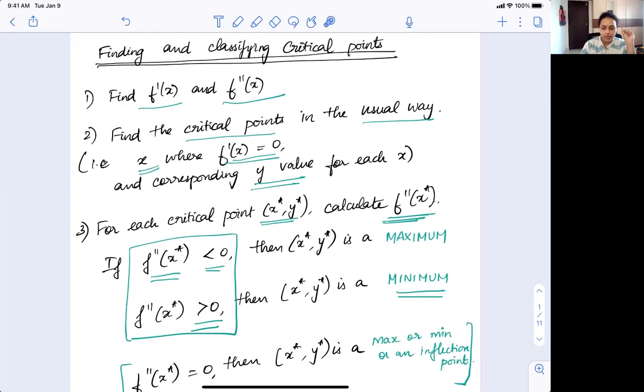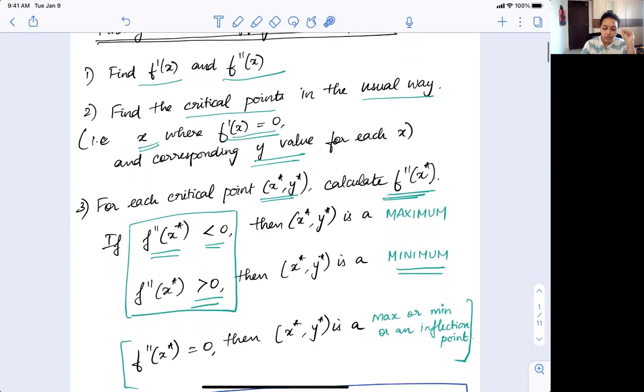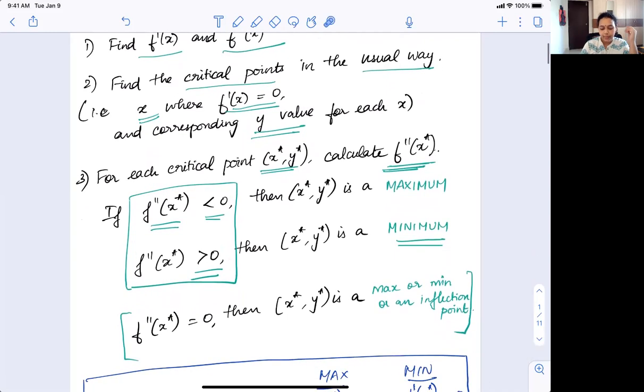Now for the purposes of this video, we'll be focusing only on these two cases. You may ask, what happens if the second derivative is also 0 at the critical point? That is a tricky condition which requires a little bit more attention. So we'll focus on that in a separate video. For now, we'll focus on these two conditions.